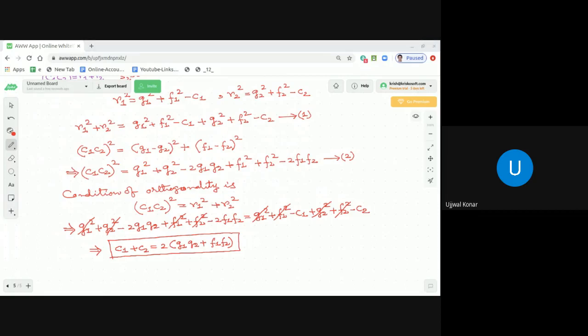So we are done with the orthogonality of the circles. With this I would like to conclude the class here, dear students, unless you have any specific question for me.